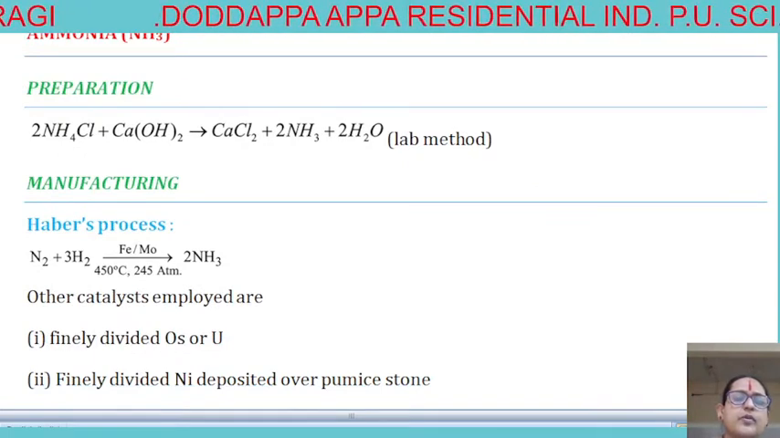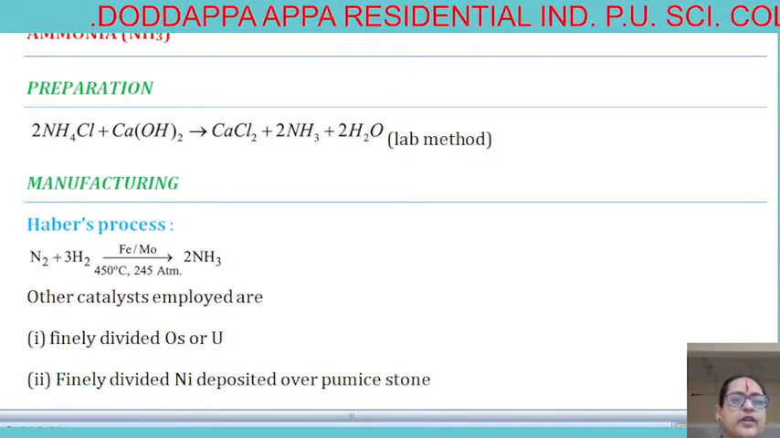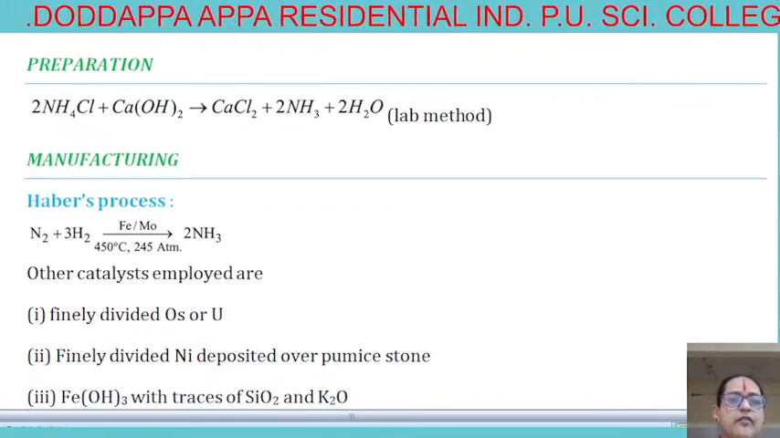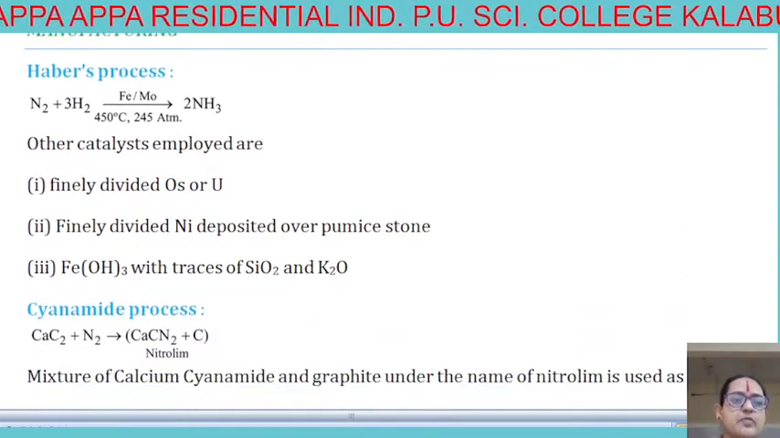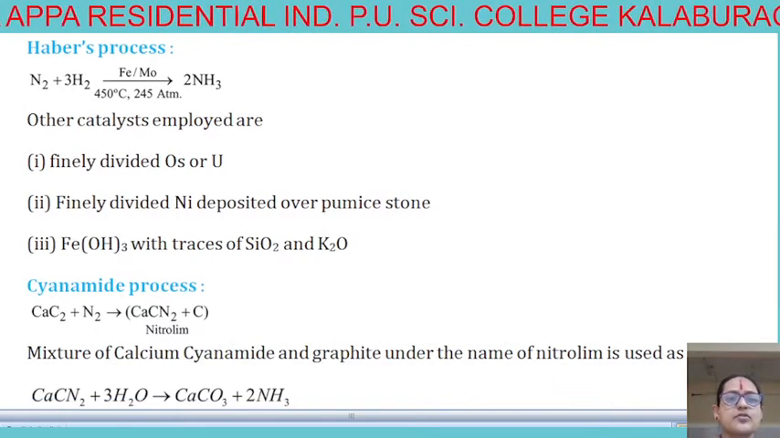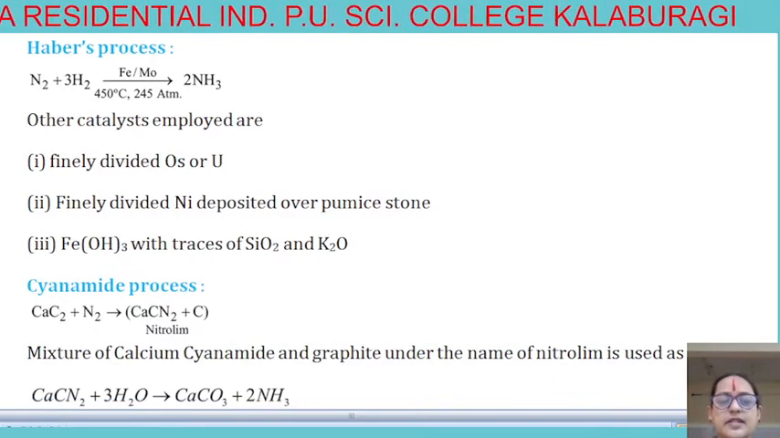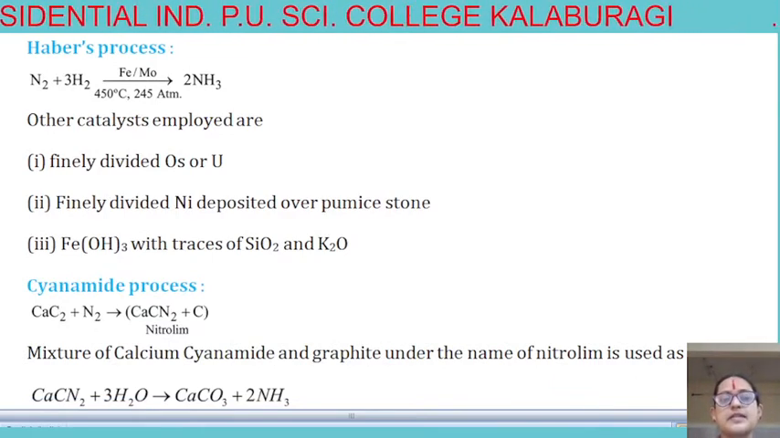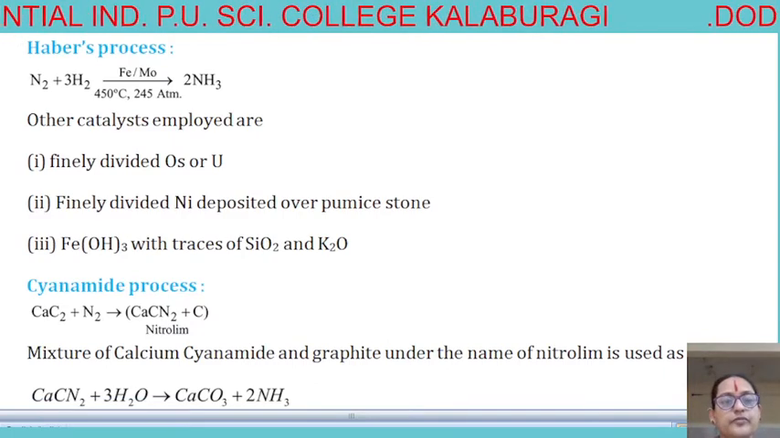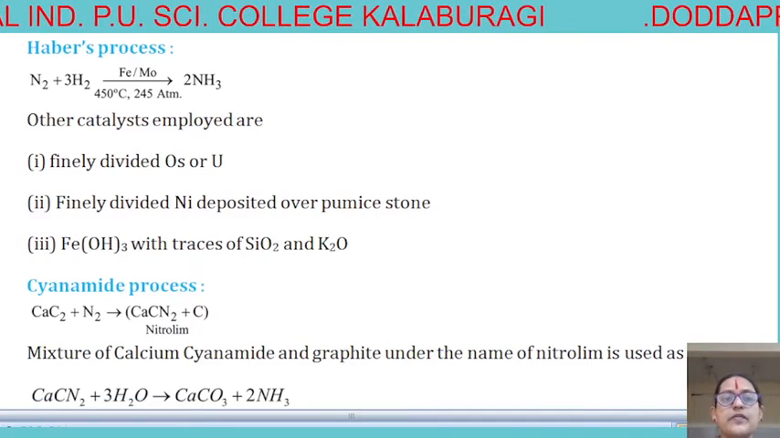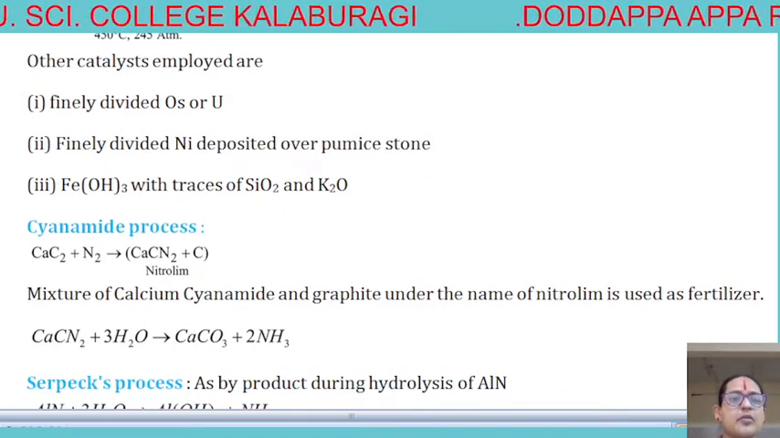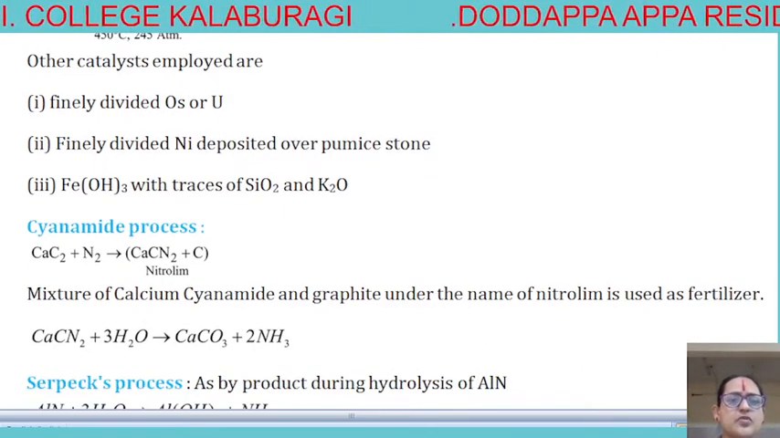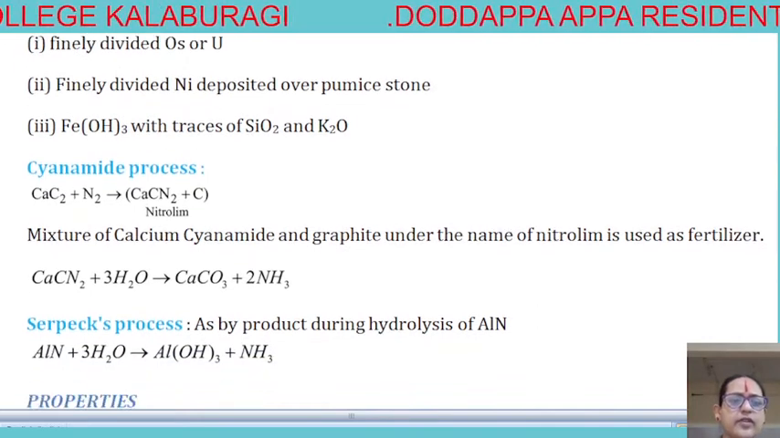Next compound we have to study is ammonia. We have its preparation by the lab method, with ammonium chloride and calcium hydroxide. One more method is Haber's process, with nitrogen and hydrogen in the presence of iron as a catalyst and molybdenum as a promoter, at a temperature of about 700 Kelvin and 200 atmospheres. Other catalysts also can be used if iron is not available.